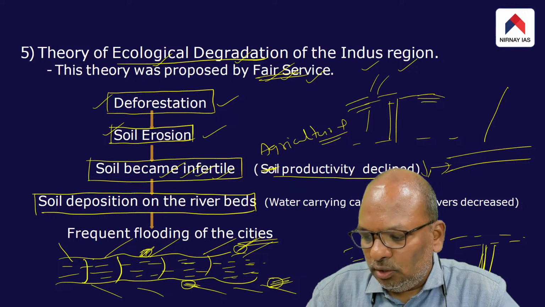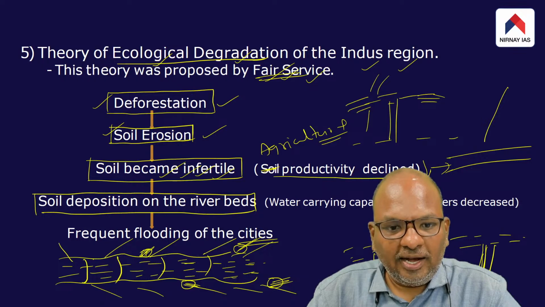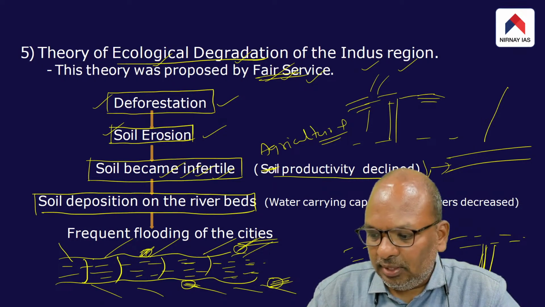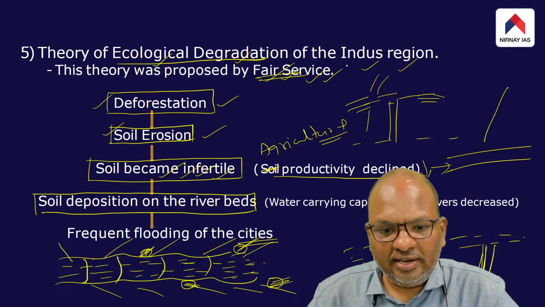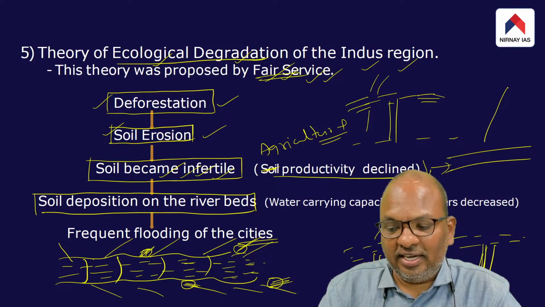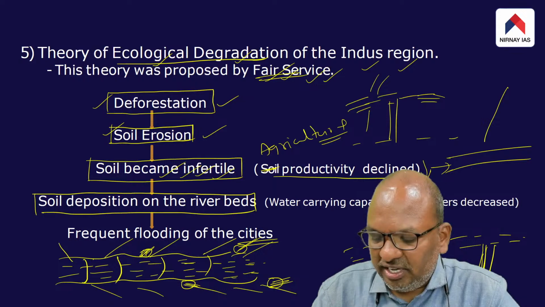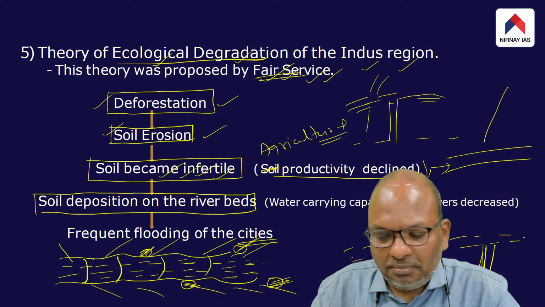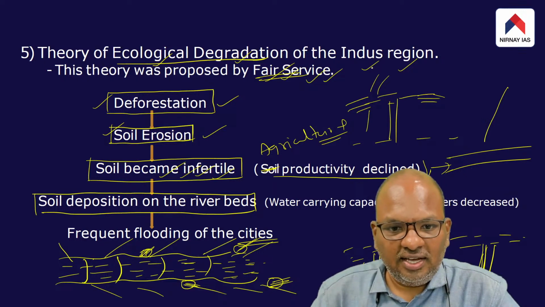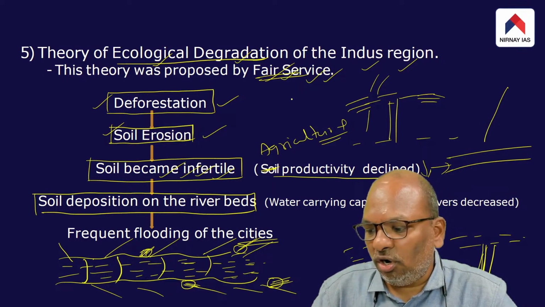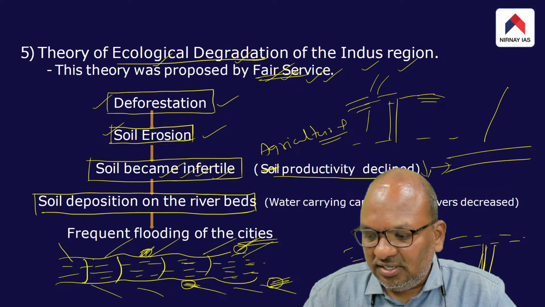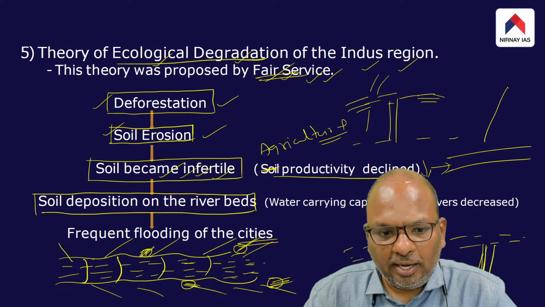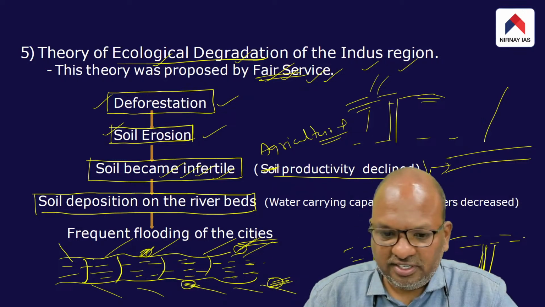I hope I'm clear. The whole point which I'm trying to convey is, among all the theories presented so far, the theory proposed by Fairservice is by and large the most accepted. There are too many problems with the other theories. There are criticisms against those theories, but against this theory, ecological degradation, there is not much criticism. So basically, these are the various theories that try to explain the factors for the decline of civilization.